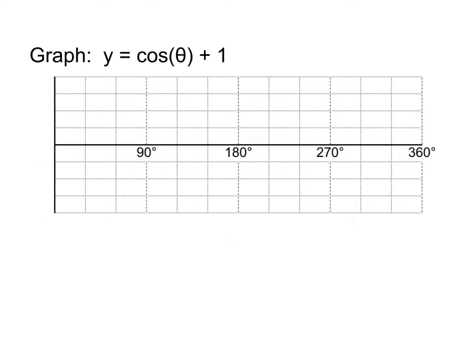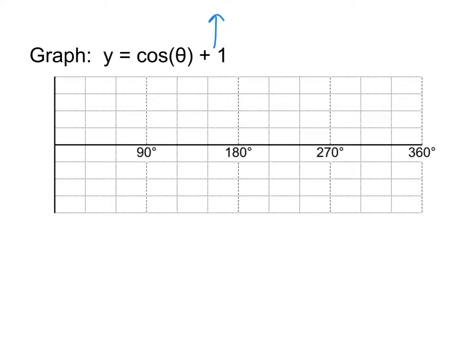Next up, we're going to be graphing with a shift in here. So write this equation down above the next graphing grid. Y equals cosine theta plus 1. Now the plus 1, as we saw in the past, would be moving it up 1. And with cosine, that's no different. It's still going to be moving the whole graph up 1.